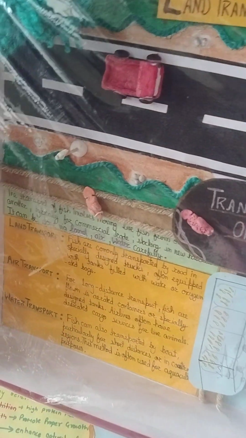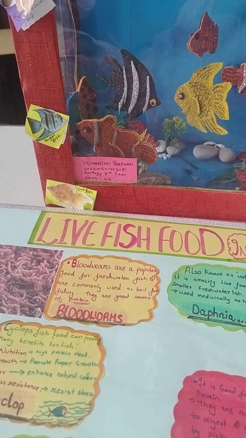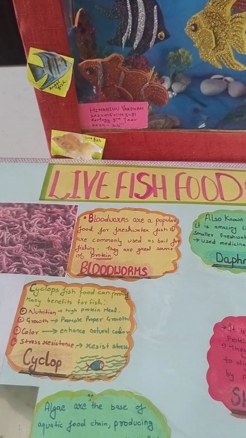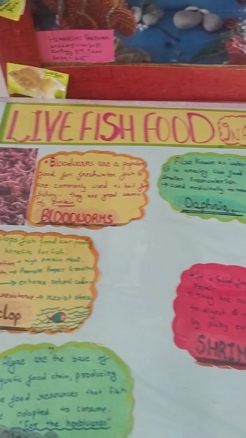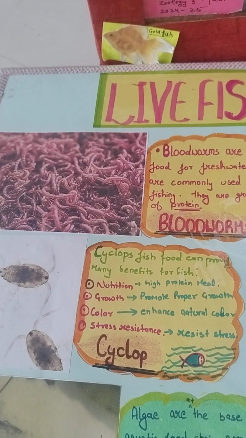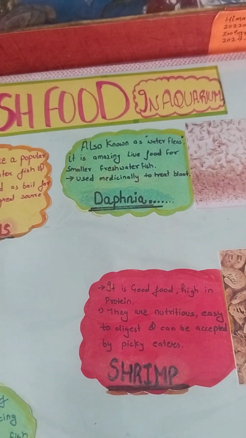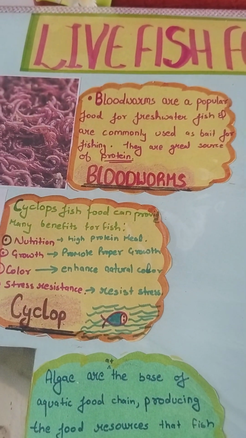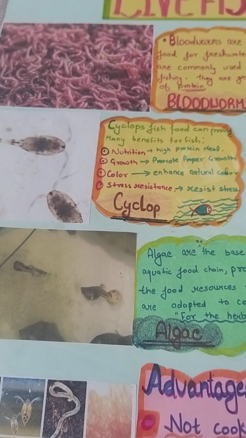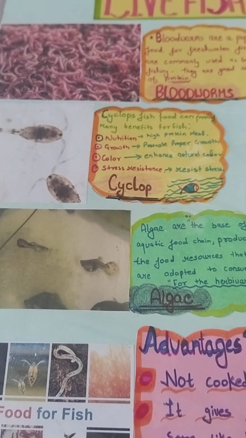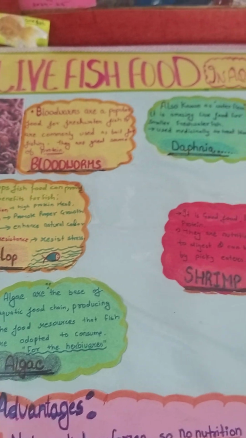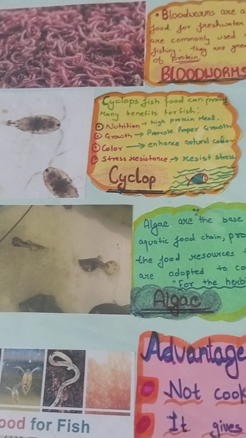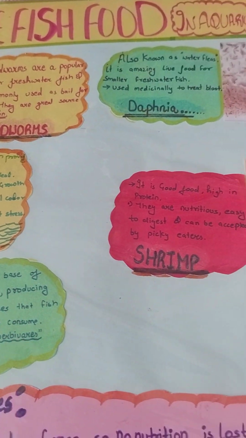Then what kind of food is required? You can see in the next model kinds of food, and in this chart a live fish food is mentioned. There are some kinds of the worms like Daphnia, bloodworms, shrimp, cyclops and algae, etc., which can act as a live fish food. So it is mentioned here, live fish food can be given to feed the fish.